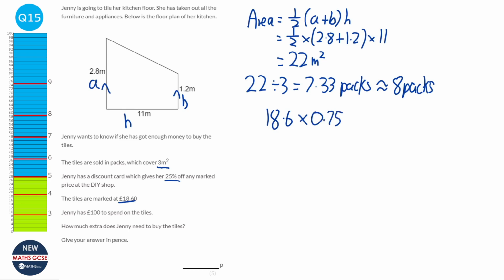So we're just going to find 3/4 of it, because she has a 25% discount, and that would be 1,395. So the tiles are going to cost £13.95. Now I've done this in pence, and I've kind of muddled it together here, so really let's just go back, because I've done this in pence.